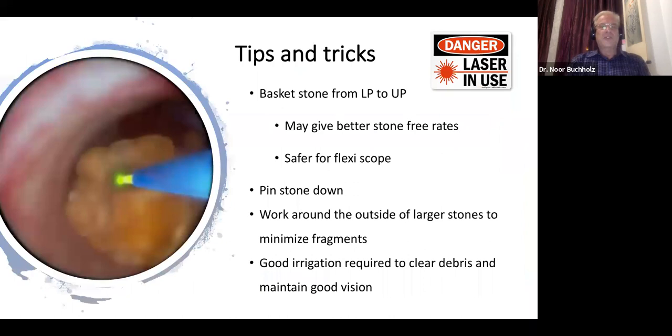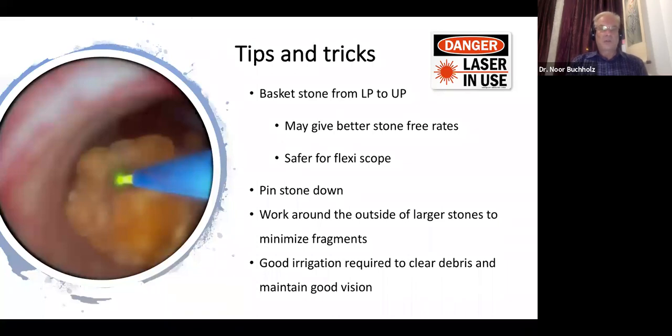Now, tips and tricks: keep your instrument as straight as possible and reduce the bending of your laser fiber. For that, if it's a deep lower pole stone, basket the stone to the upper pole if you can. It may give you a better stone-free rate, and it's certainly safer for your scope.